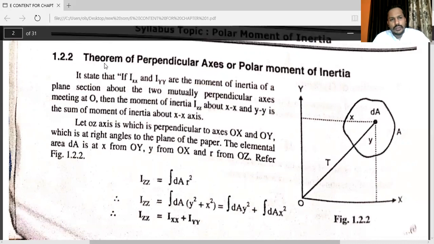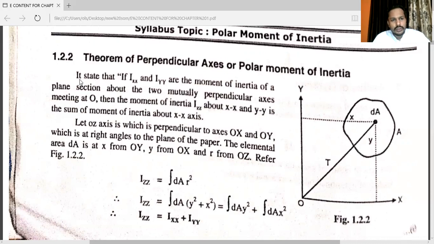See, the definition of theorem of perpendicular axis, or you can say the polar moment of inertia. It states that if Ixx and Iyy are the moment of inertia of a plane section about the two mutually perpendicular axes meeting at O, then the moment of inertia Izz about Xx and Yy is the sum of moment of inertia about X axis.